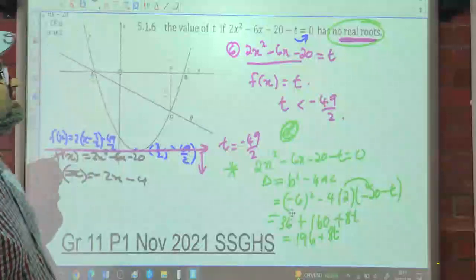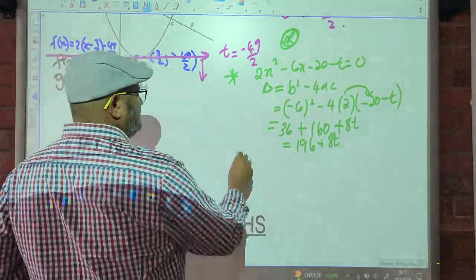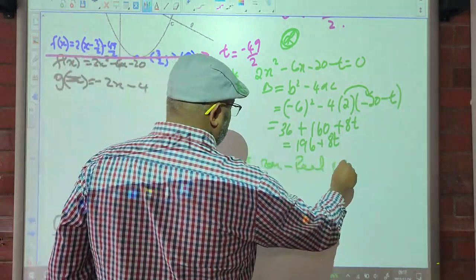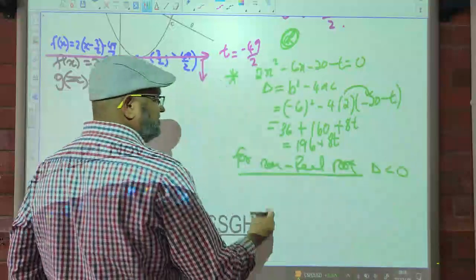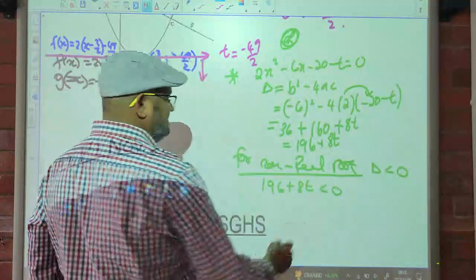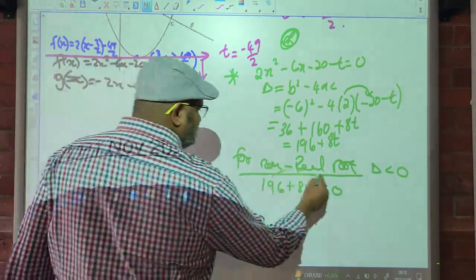4 non-real roots. What do we know for non-real roots? Delta is less than 0. So it's 196 plus 18 has to be less than 0. Okay, so we take it over the equal sign.